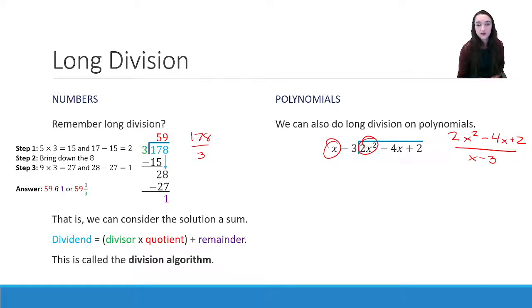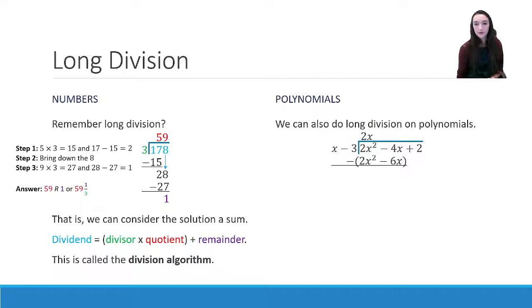Well, I can multiply my x by 2x, so x times 2x equals 2x squared. And so in the same way that on the left side I did 3 times 5 equals 15, I place my 2x as part of my quotient, and now I'm going to subtract off 2x times my divisor. But notice that it's 2x times the whole divisor. Even though I sort of ignored that negative 3 for the moment, I'm still multiplying the 2x by the entire divisor. So 2x squared minus 6x.